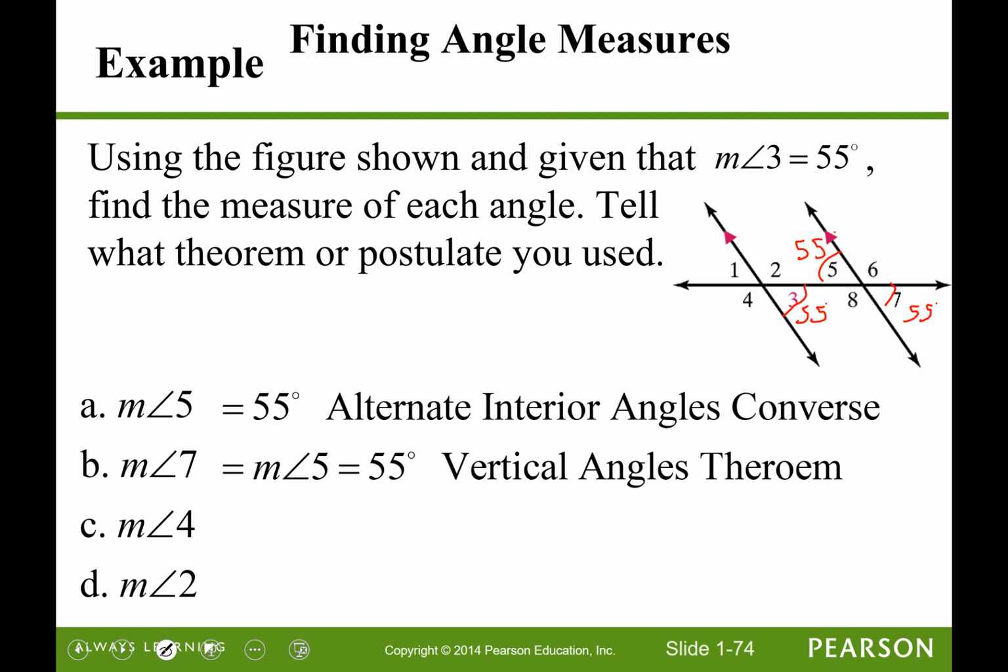I see a linear pair right here. 3 and 4, see how they form a straight line? So there's the line. Here's the common side. Here's 3, and here's angle 4. So those have to add up to 180 degrees. Those are supplementary angles. So if you have to add to 180, then 180 less 55 would give us the measure of angle 4.